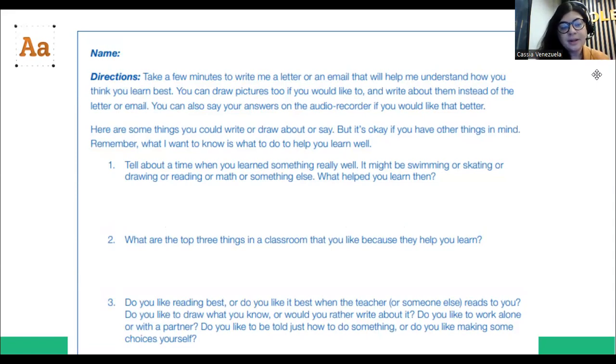So for example, number one, tell about a time when you learned something really well. It might be swimming or skating or drawing or reading. What helped you learn then? Number two, what are the top three things in a classroom that you like because they help you learn? And number three, do you like reading best, or do you like it best when the teacher reads to you? Do you like to draw what you know, or would you rather write about it? Do you like to work alone or with a partner? Do you like to be told just how to do something, or do you like making some choices yourself?